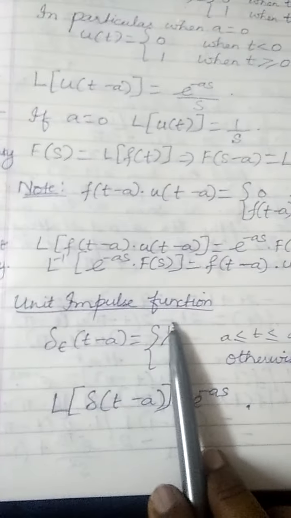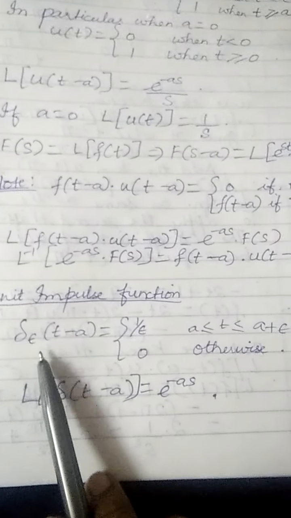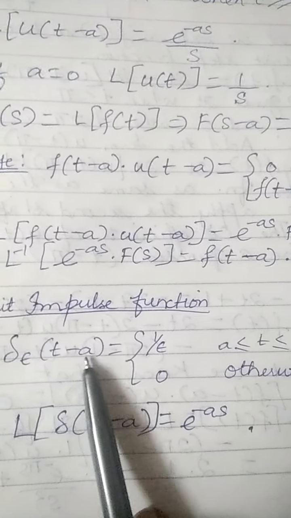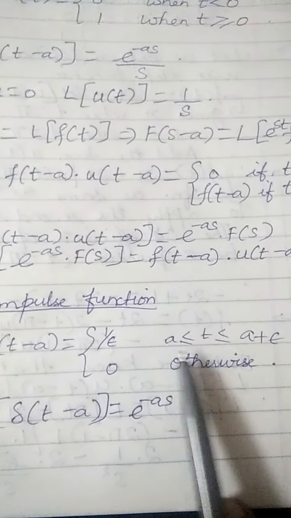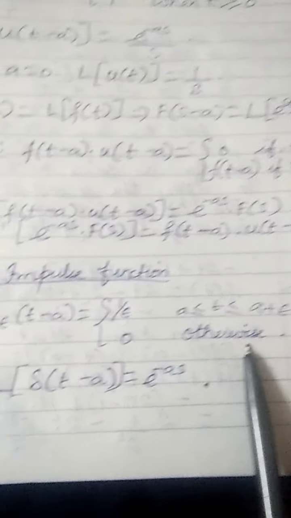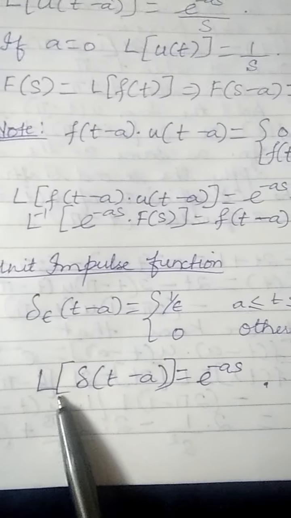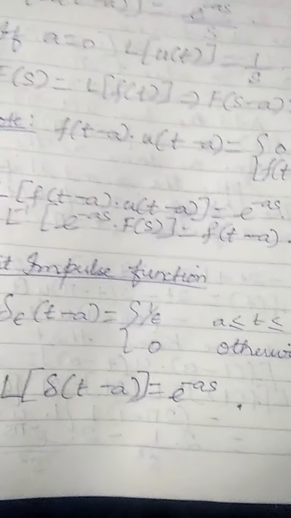Now going on with unit impulse function, we'll only learn the definition here. That is, delta epsilon of t minus a is equal to 1 by epsilon for t varying from a to a plus epsilon, and 0 in all other cases. The Laplace transform of delta of t minus a is equal to e power minus as. Now let us see how to solve the problems in unit step function.